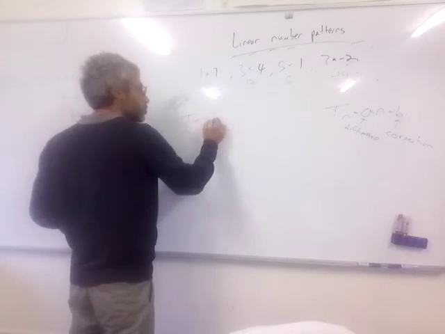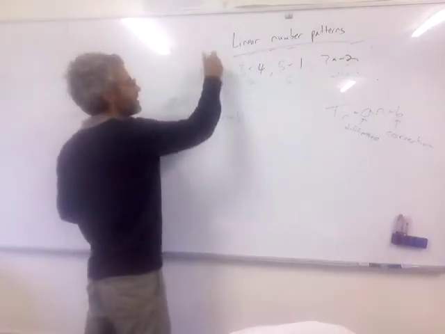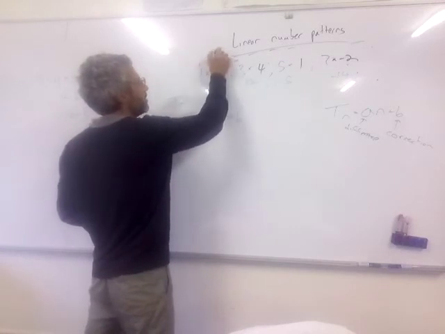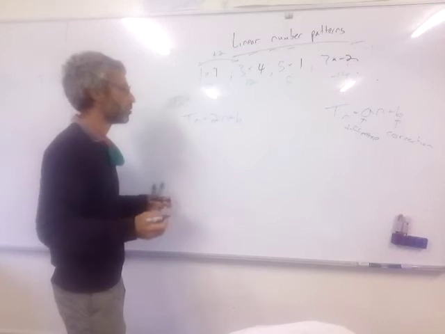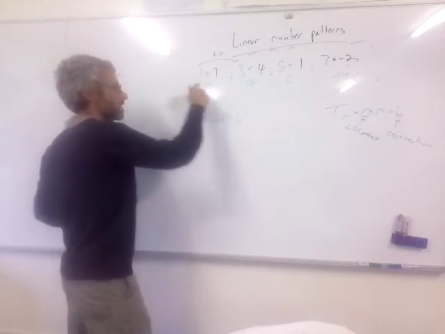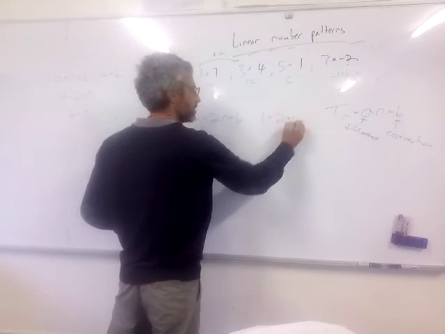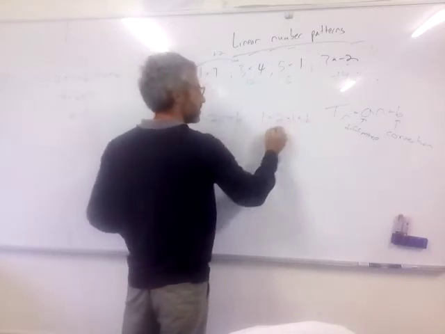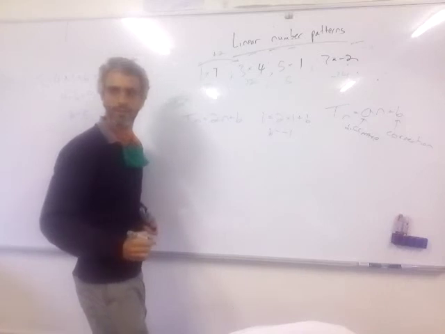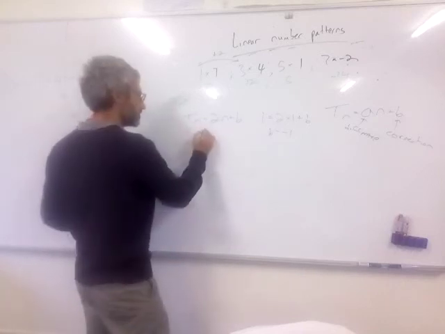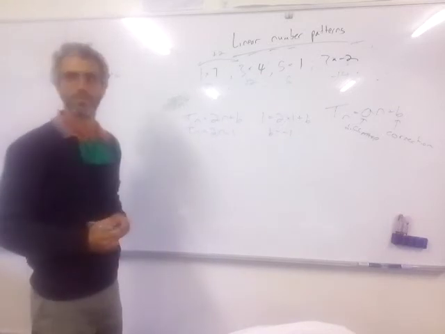It'll be 2n plus b. I've just put the difference, which is 2. So it's going to be 2n plus b. I need to figure out what b is. How do I do it? I substitute 1. 1 equals 2 times 1 plus b. So in other words, b equals minus 1. Can you see how I've done that? So I'm going to rewrite this. Tn equals 2n minus 1. So that's the blue one.